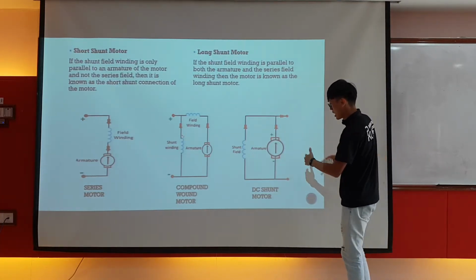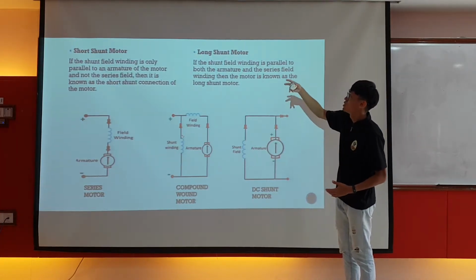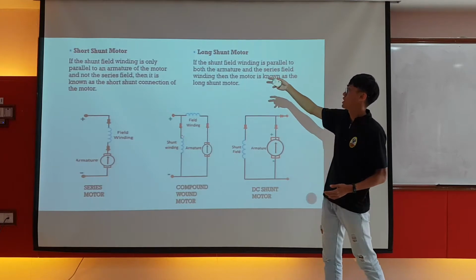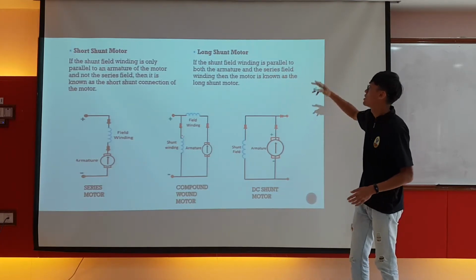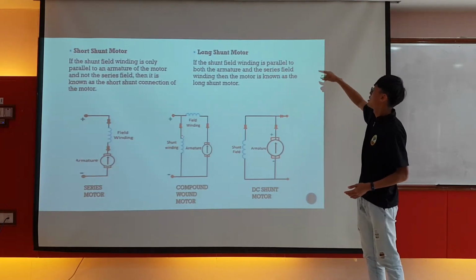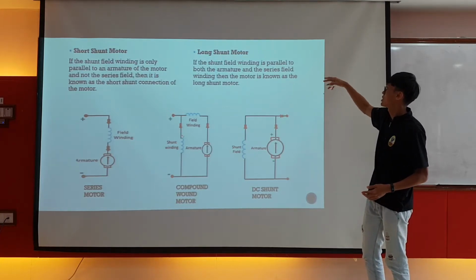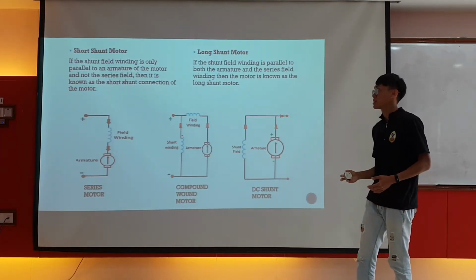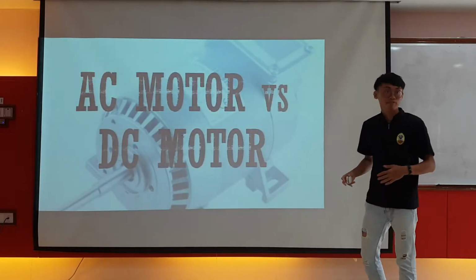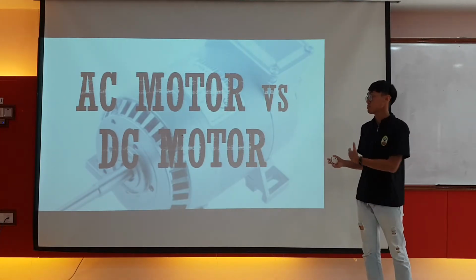And this is the DC shunt motor. In the short shunt, the shunt field is only parallel to the armature and not the series field. And for the long shunt, both the armature and the series field are in parallel with the shunt field winding. And my friend will explain the difference between AC motor and DC motor.